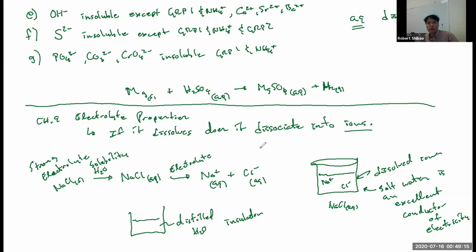Okay, so I'm talking about electrolyte properties. Now I'm going to go back to this one: magnesium plus H2SO4 yields magnesium sulfate plus H2 gas. And what we're going to do is try to analyze this reaction in more depth.